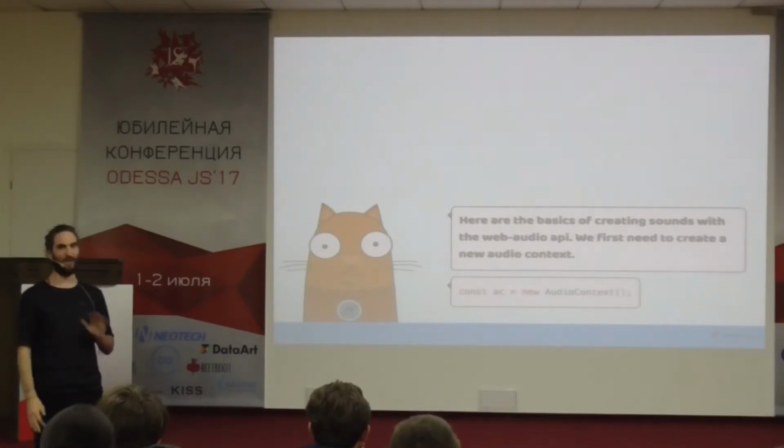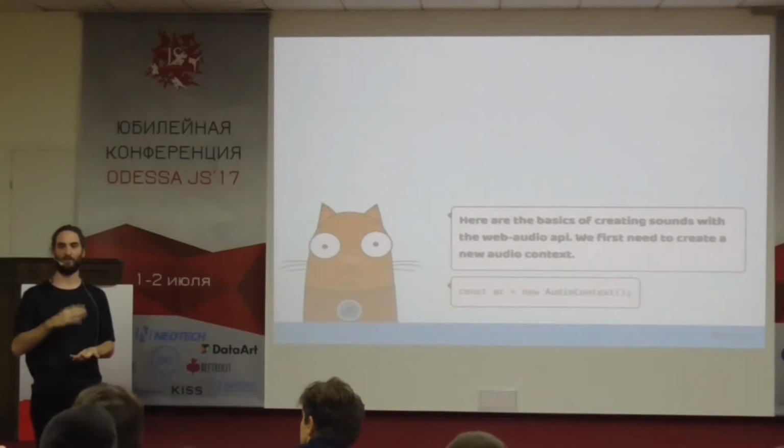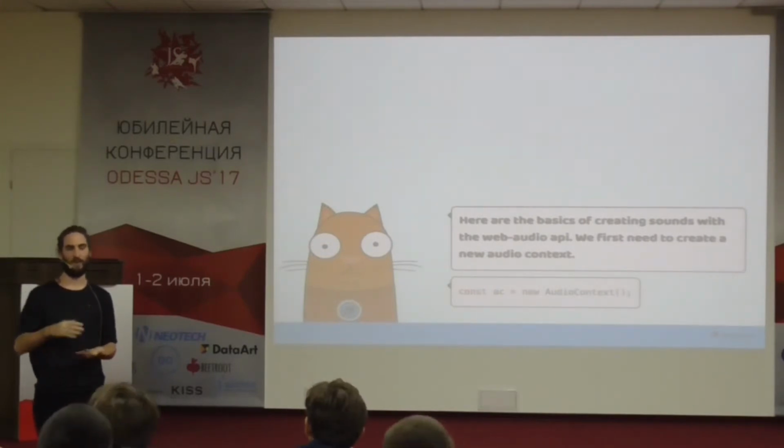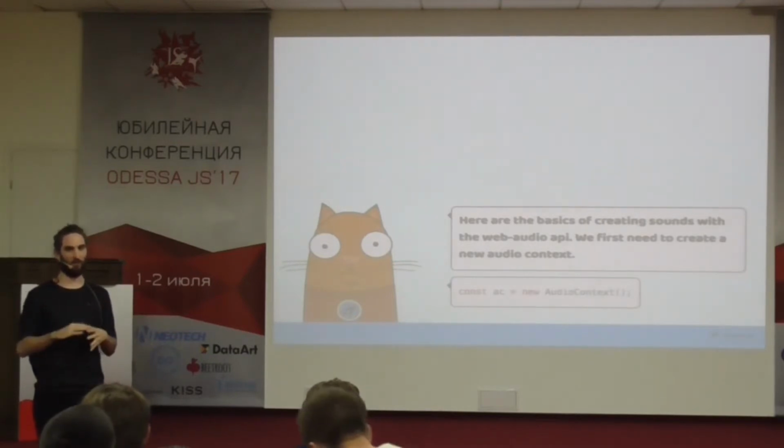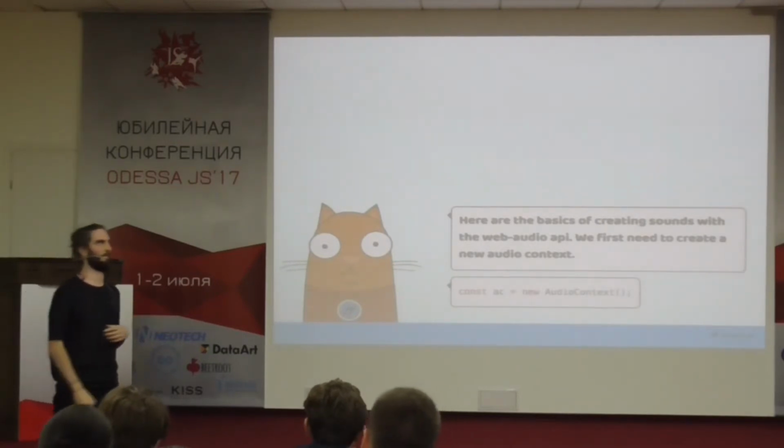So yeah, how do you use the web audio API? You first have to create the audio context, which you will use to create new audio nodes to send your audio to the destination, aka your speakers. This is basically the object that will manage your whole audio stuff.